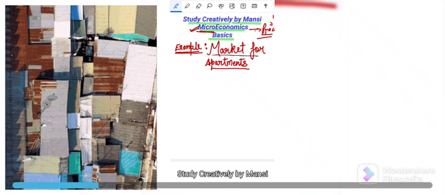So in this town, there are two sorts of apartments. There are some that are adjacent to the university and others that are farther away.